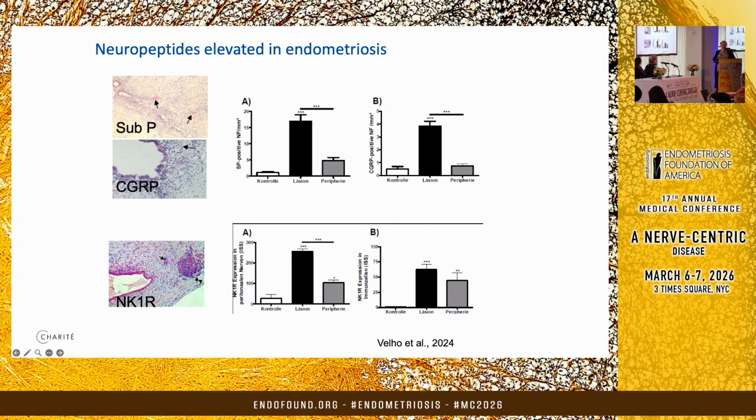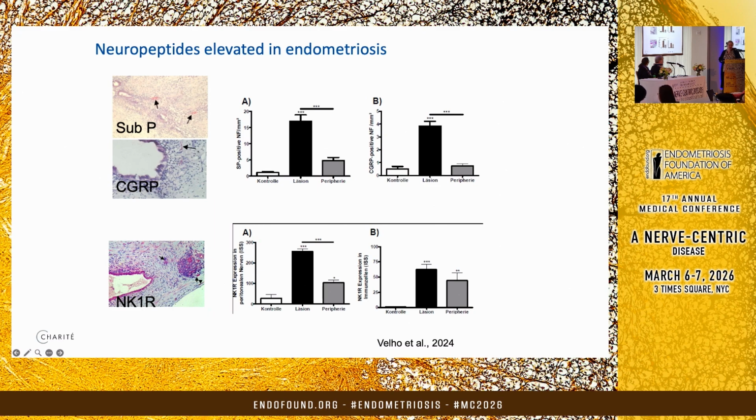Of course, the next step was to look for substance P and CGRP, the release of these neurotransmitters in the lesions, and we also did staining for this. Here we also found a higher level of these neurotransmitters directly in the microenvironment of the lesions, and a lower level in the periphery of the lesions. And in healthy controls, we have no relevant elevation of these neurotransmitters.